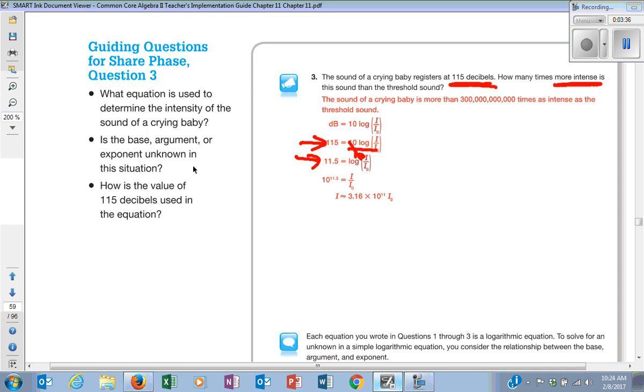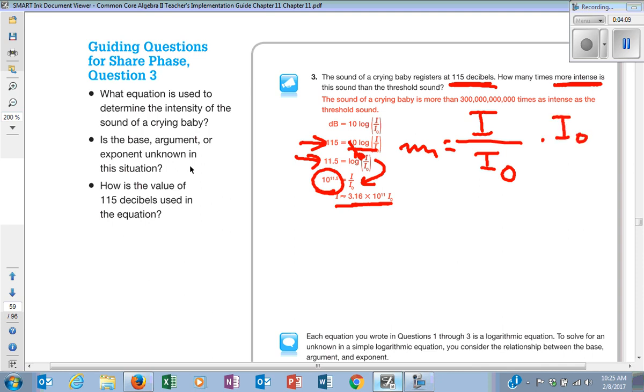They then undo log by changing the log form into exponential form. We've done that since 11.1. And then once they get into exponential form, they take and actually do 10 to the 11.5 power, and that's where this number comes from. And then they get that big number equals I divided by I0. And so what they do is they times by I0, which moves it to this side. So you get that big old number, which is right here, times I0, which is where this I0 came from.